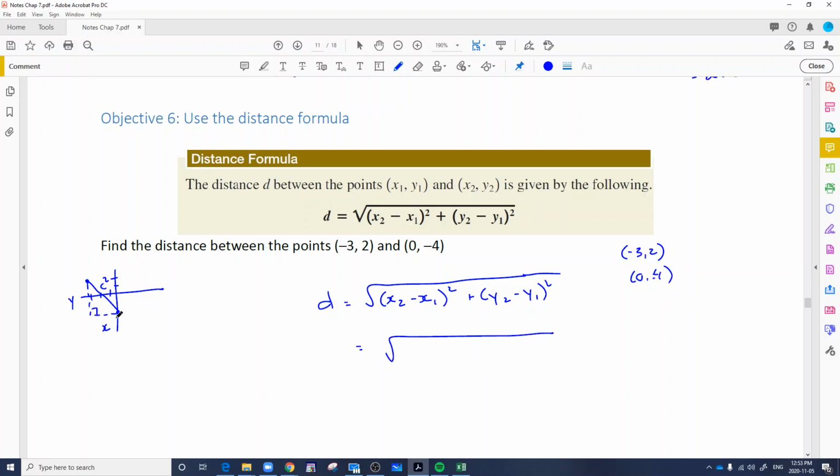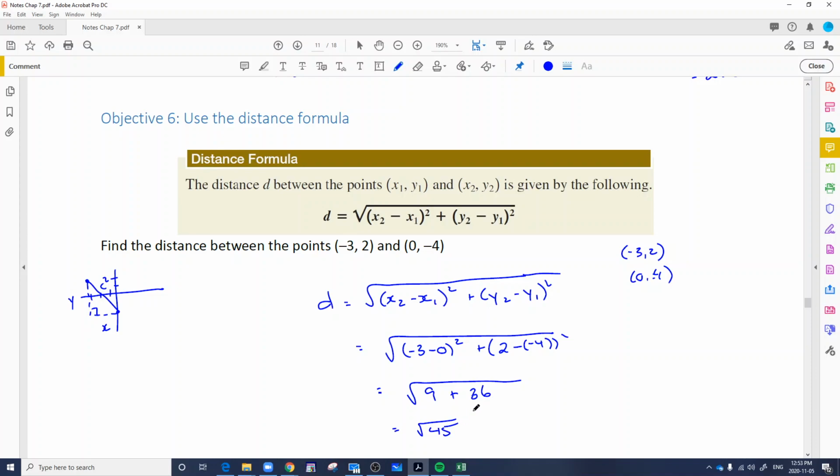So now what we're going to do is subtract the x values. So we're finding this distance between the x's. So it's going to be -3 minus 0 all squared. Then we're going to find the distance in the y values. So it's from 2 to -4, so minus -4, all squared. So then plugging this in, you've got -3 squared is 9. You've got 2 plus 4 is 6 squared, which is 36. And that gives you the square root of 45.